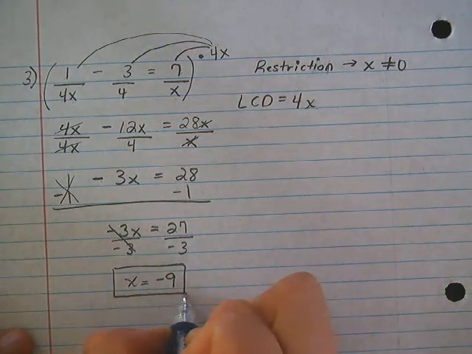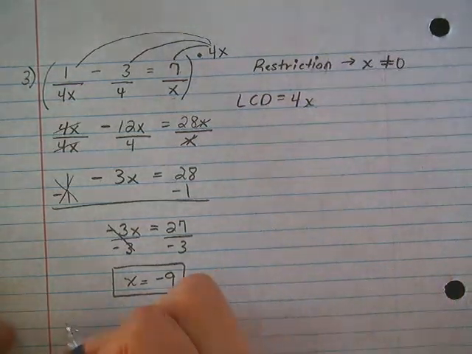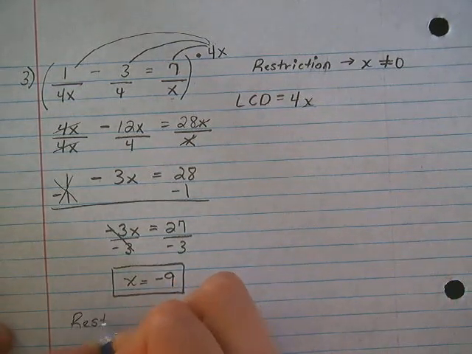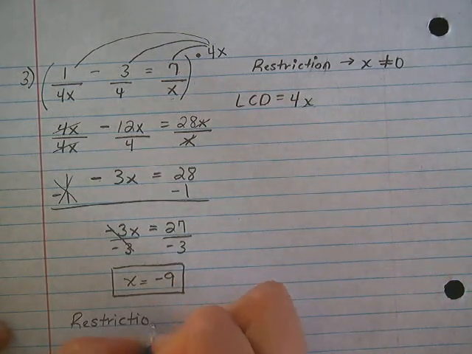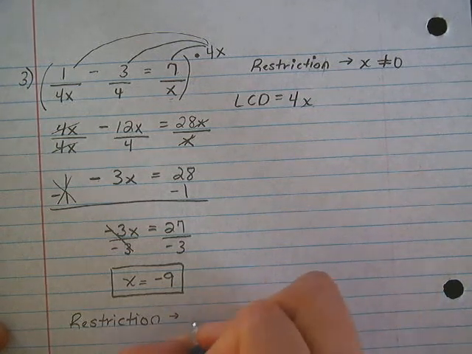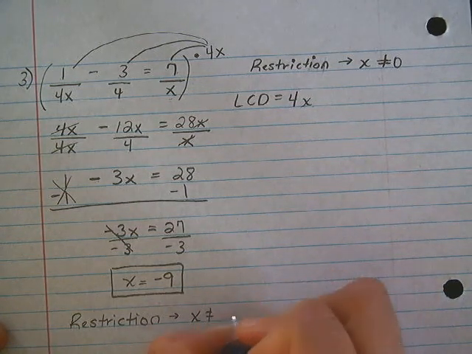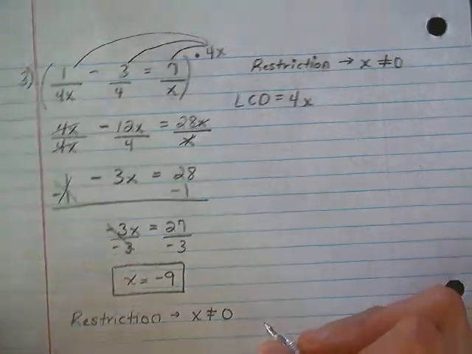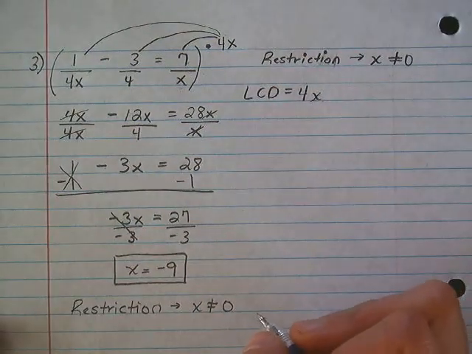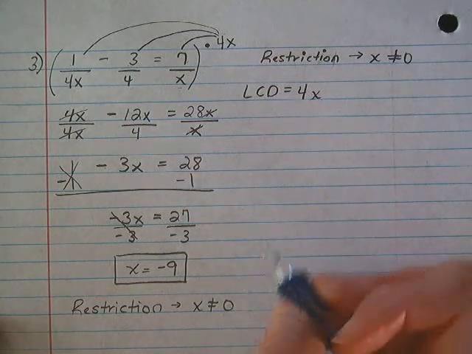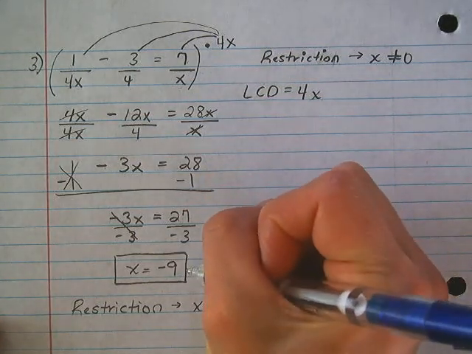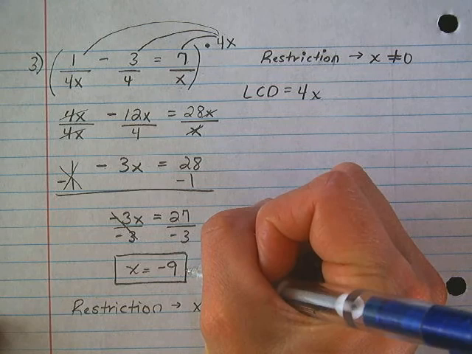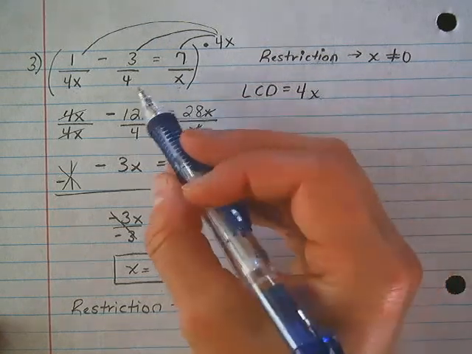And then again, you have to include the restriction. Now, something we have not talked about yet is just like what you did when you were solving radical equations, it is always a good idea to check your answer, to go back and plug in this number that you got and double check to make sure that it actually works in your equation.